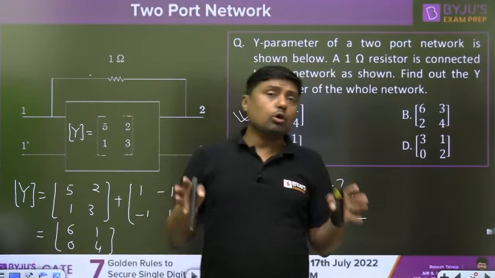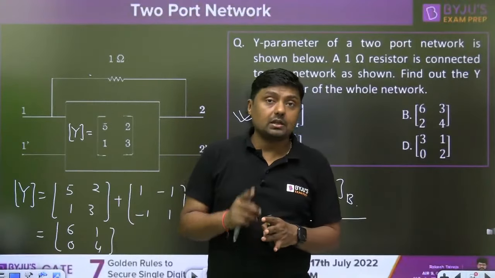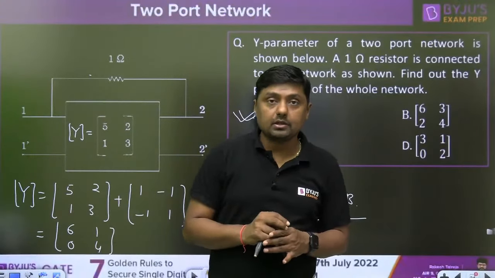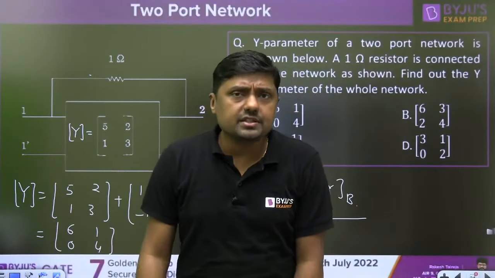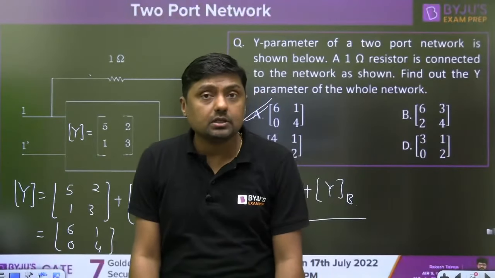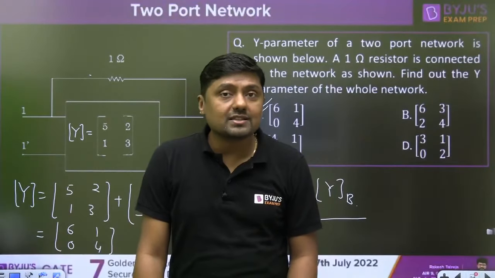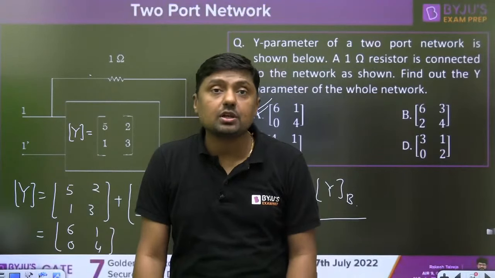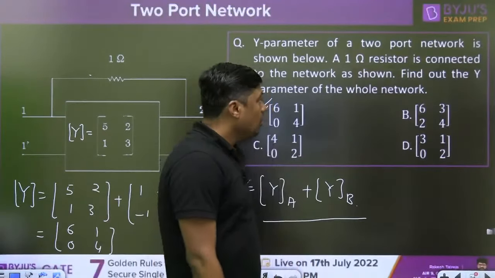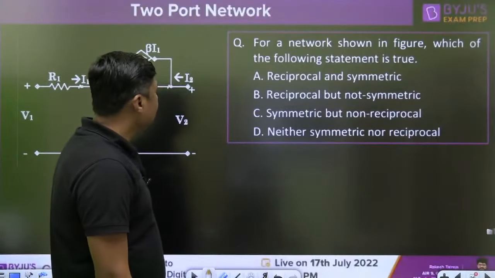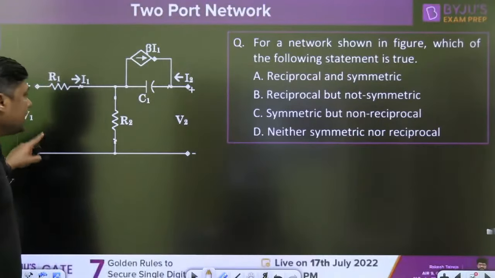So these two networks are connected in what? Parallel. Then always you have to find the Y parameter. If the networks are connected in series, then you have to find the Z parameters, ZA plus ZB. And if it is connected in cascade, then you have to find the transmission line parameter. Okay. So finally, that is the diagram.